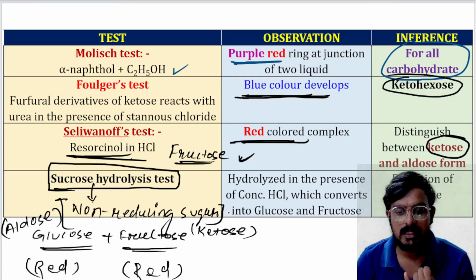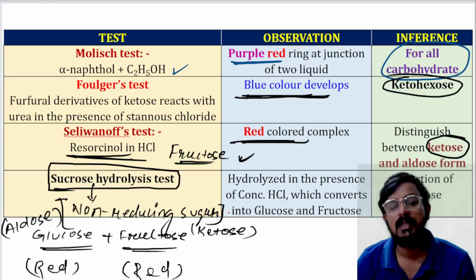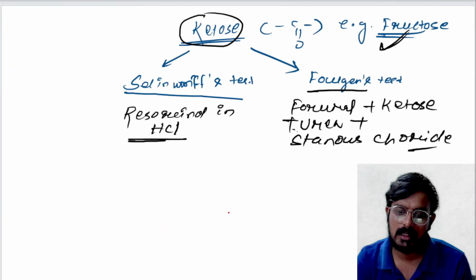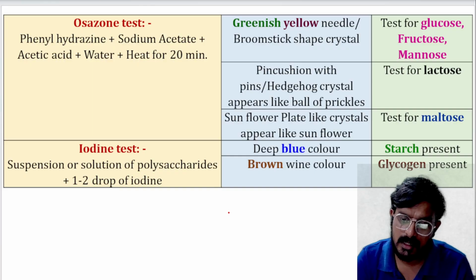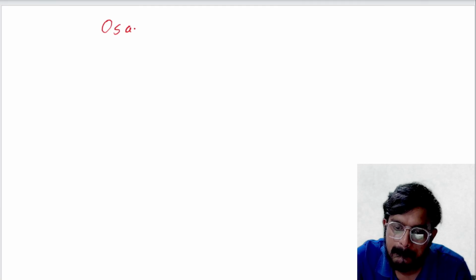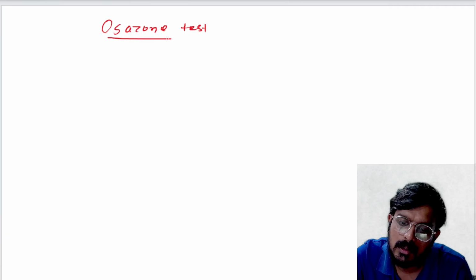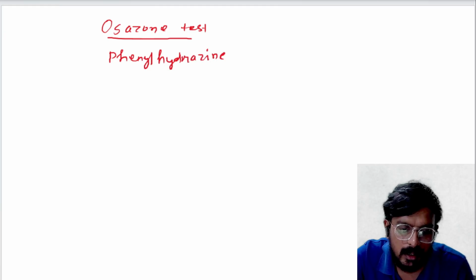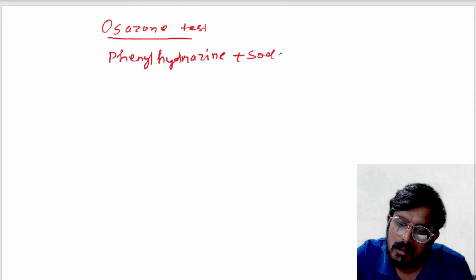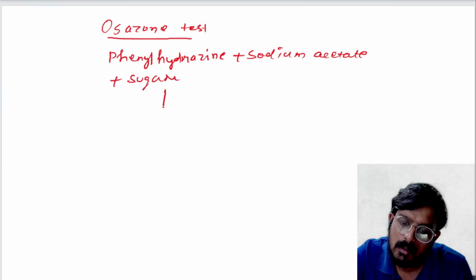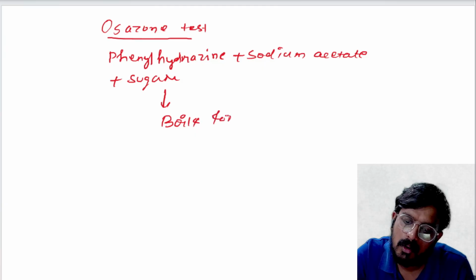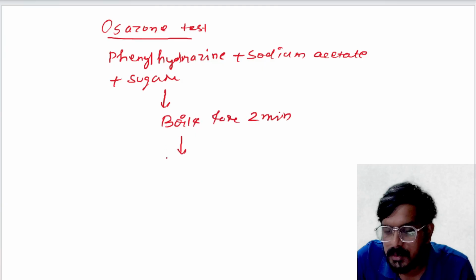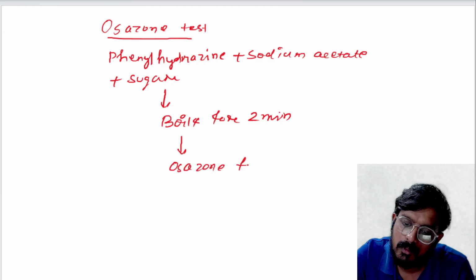Now, four tests we have discussed: Molisch test, Fehling's test, Seliwanoff test, then the sucrose hydrolysis test. Next is the Osazone test. Let's discuss the Osazone test. Let me take another white page. Osazone test: when phenylhydrazine reacts with sodium acetate plus sugar and boils for 2 minutes, what happens? Osazone forms.